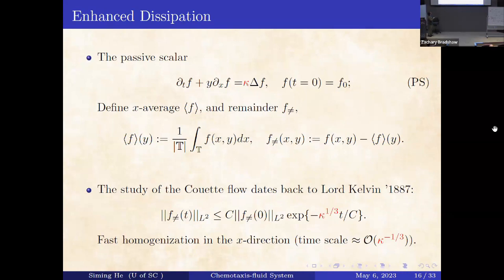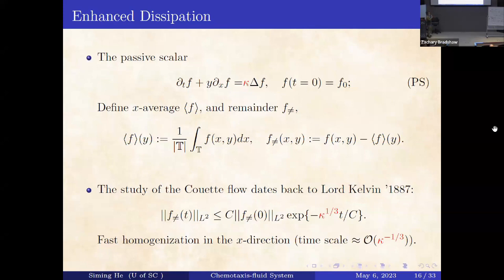So it's natural to decompose the solution into two parts: one is the x average, one is the remainder. From this observation, we know that the remainder will decay very fast. In fact, 100 years ago, Lord Kelvin already showed that the L2 norm of the remainder will decay with rate kappa to the third.